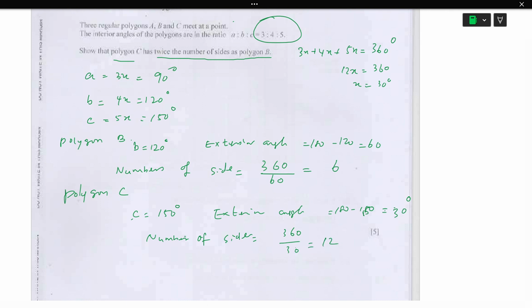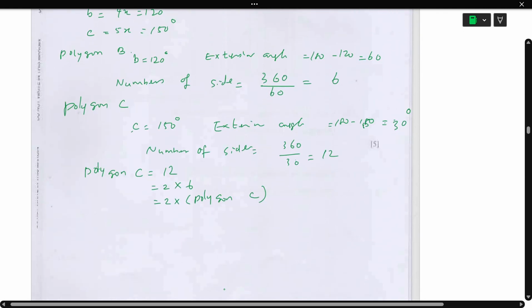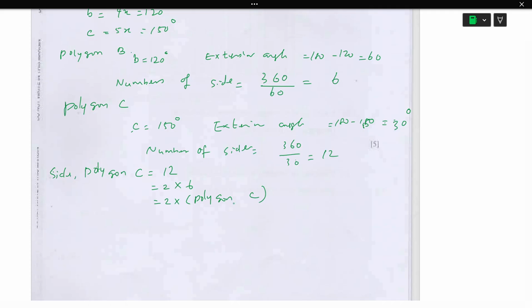So the question we need to prove: here we saw polygon C has twice the number of sides of polygon B. That's correct. So polygon C has 12 sides, which is equal to 2 times 6, and 6 is the number of sides of B. So we proved it. So we'll add the sides of polygon C and write the sides of polygon C. Okay, so the next one.